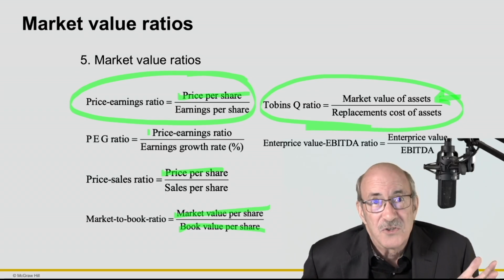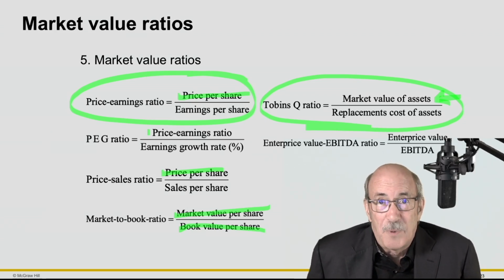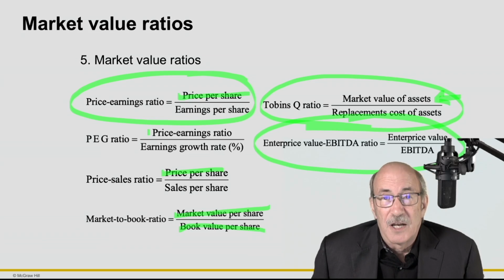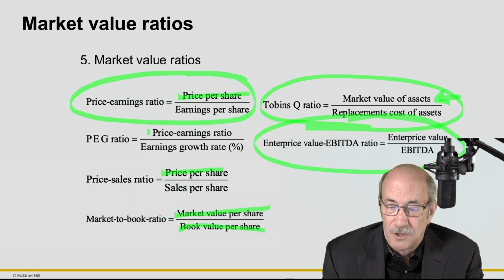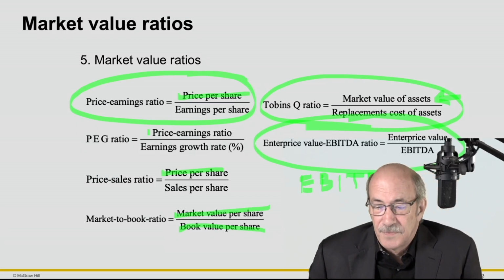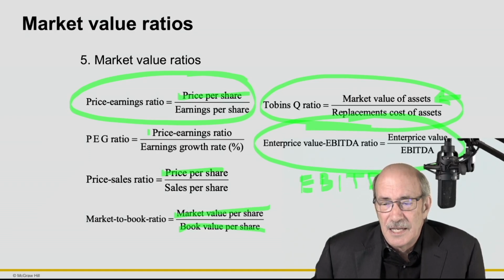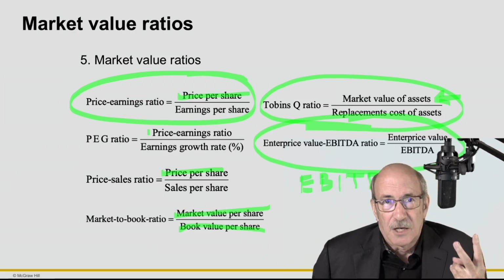Maybe because of patents that it holds, maybe because of some talented researchers in their R&D department, things of that nature. And then finally, we come down to enterprise value to EBITDA. And EBITDA, let me just talk about that briefly. That's earnings before interest, taxes, depreciation, and amortization. All right? So EBITDA, you can almost think of it as something like a cash flow left for bondholders and stockholders.